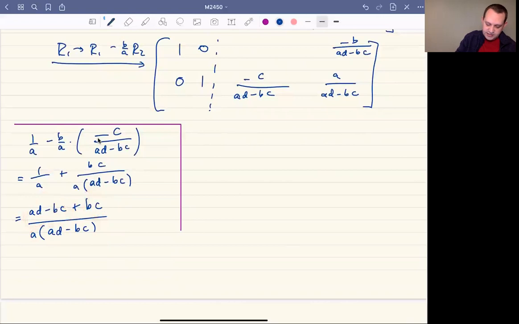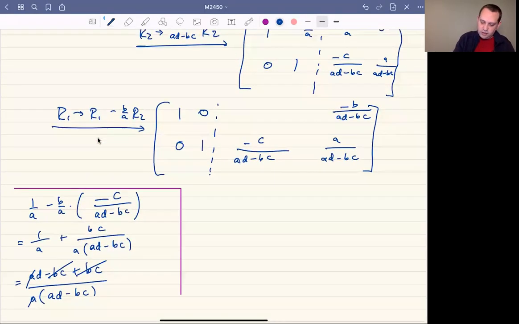And the BC is going to cancel. That leaves us with AD over A times that quantity. The A's are going to cancel. And so altogether we'll end up with D over AD minus BC.